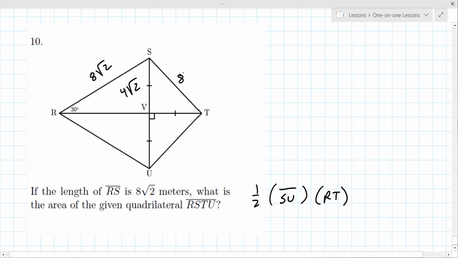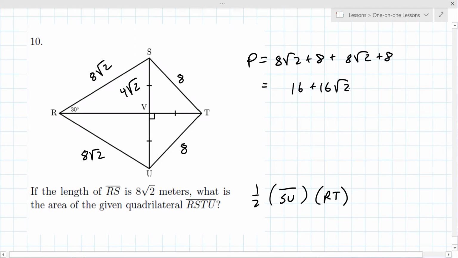So it's 8. Okay, now, because there's symmetry here, this is also 8 square root of 2, and this is also 8. So if I ask for the perimeter, which I don't, it's 8 square root of 2 plus 8 plus 8 square root of 2 plus 8. That is 16 plus 16 square root of 2. But that's not what it's asking for. About the area.